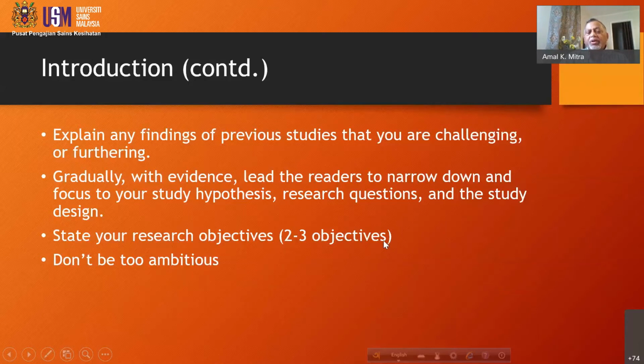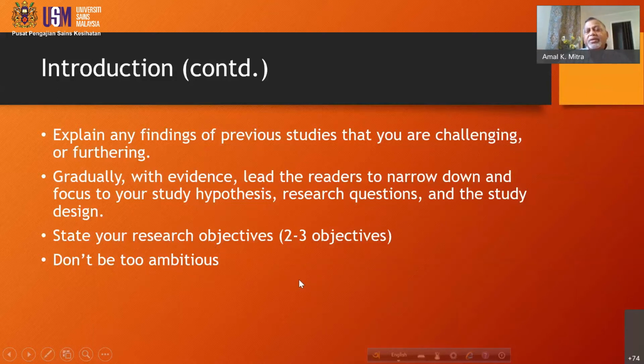Obviously, not just one objective. It can be 2 or 3. 4 is a little bit more than what is needed. So I want to caution you, do not be too ambitious. If it is 4 or 5 objectives, people will question, can he or she do this in this one paper? So don't be too ambitious. That's part of our introduction.